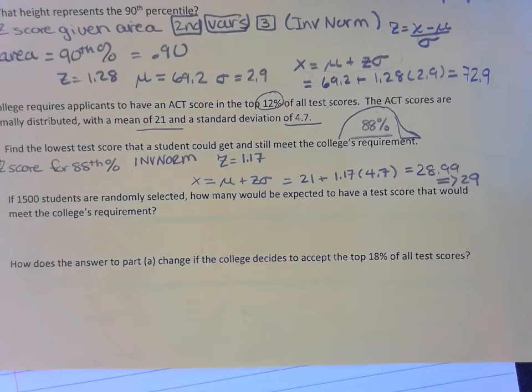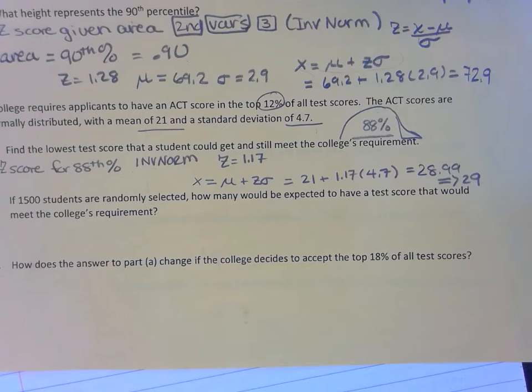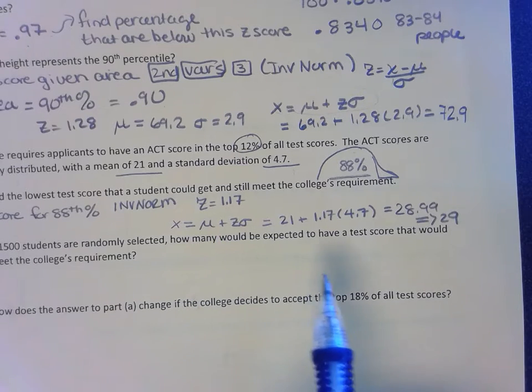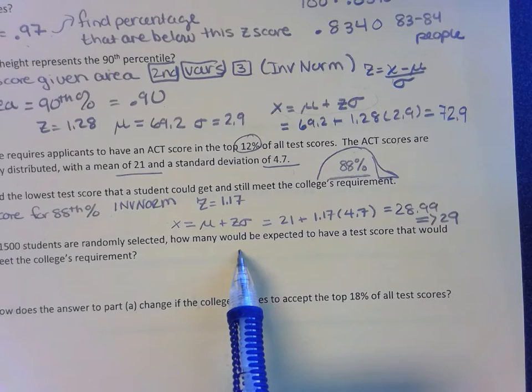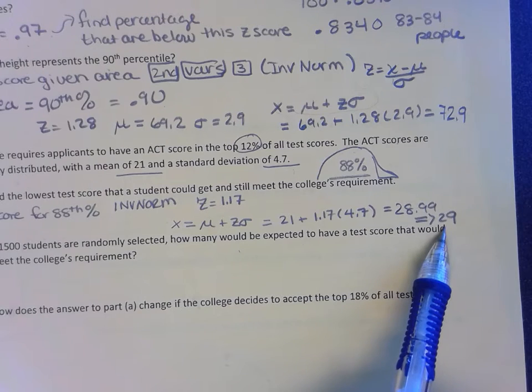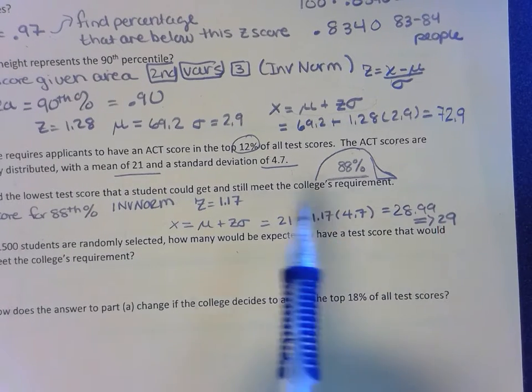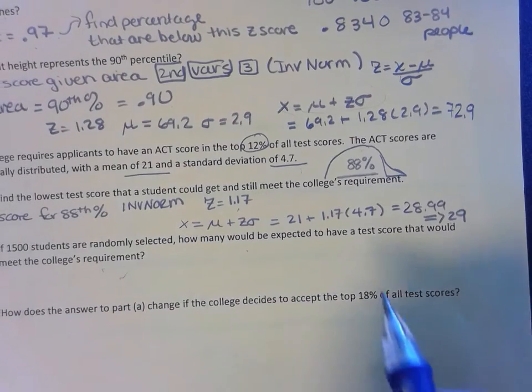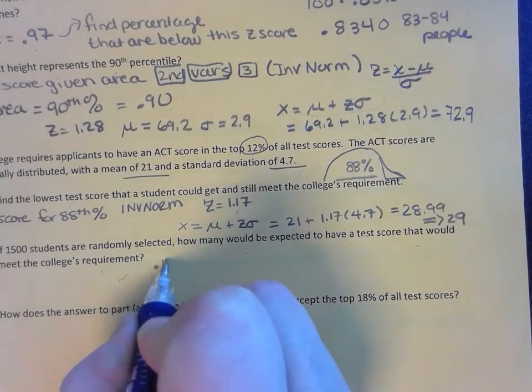That's not fun. 12%. Yeah, that's aggressive. Okay, so 1,500 students are randomly selected. How many would be expected to meet that college's requirement? If I know the z-score, the value is 29, it would just be 12%, correct? Times this amount. So I'm going to do 12% times 1,500.